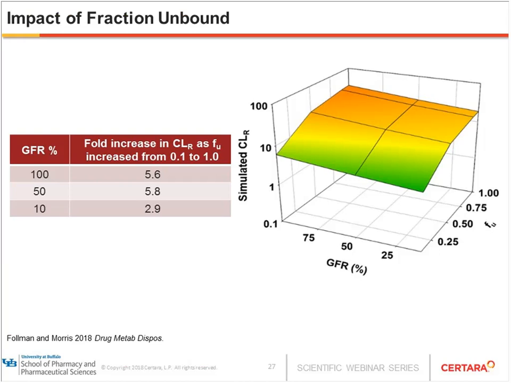The final factor was the impact of fraction unbound, and we can see that as we increase fraction unbound from 0.1 to 1, there's an increase in renal clearance. And again, this is somewhat dependent on the function of the kidneys. So as we see for healthy or moderate renally impaired individuals, there's over a 5-fold increase in renal clearance with an increase in fraction unbound, and this is slightly reduced in the severe RI population.